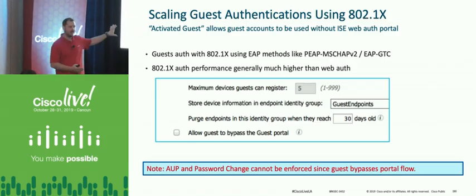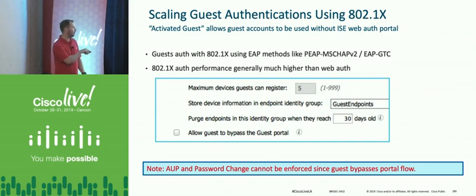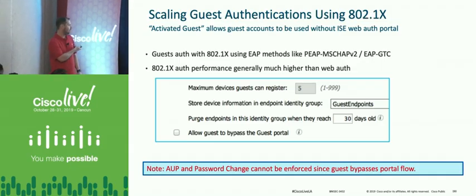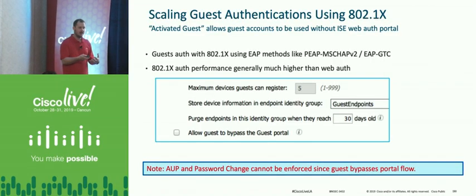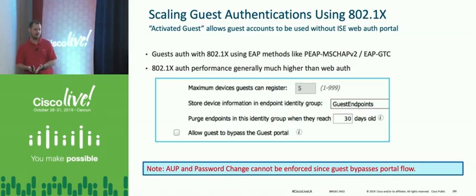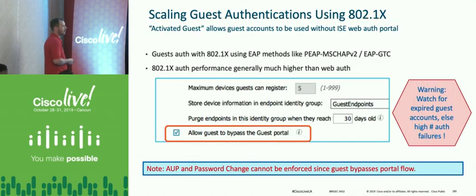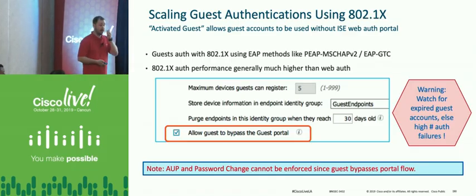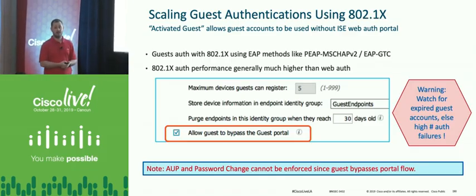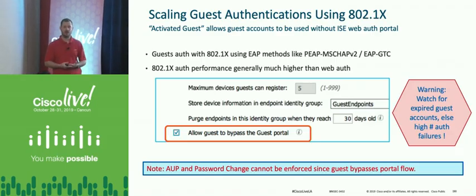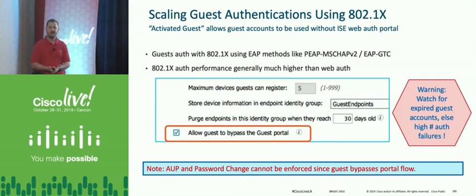The only downside to using 802.1x with guest is this concept of you can't give them AUPs or acceptable usage policies, and the password can't be changed because they're not going through that web redirect process. So you do have to watch out for expired guests, and otherwise you're going to get a high authentication failure count because guests came back, it's been 120 days, their account expired, that account needs to be renewed by their sponsor or by an administrator to get them back online.